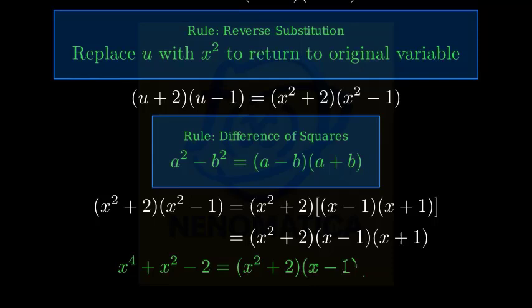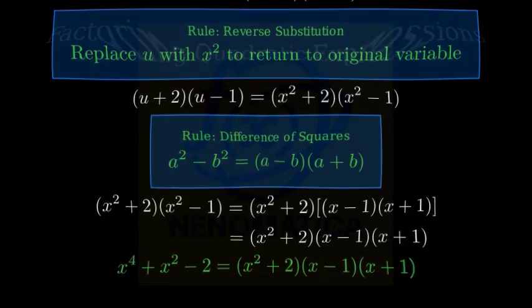So our final factored form of the original expression x to the fourth plus x squared minus 2 is x squared plus 2 times x minus 1 times x plus 1. Let's start with our first example.